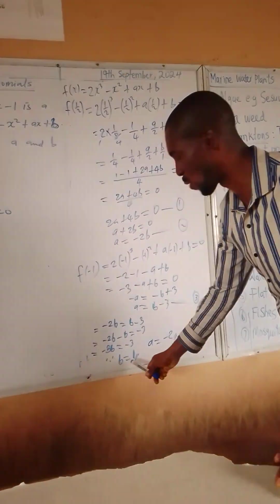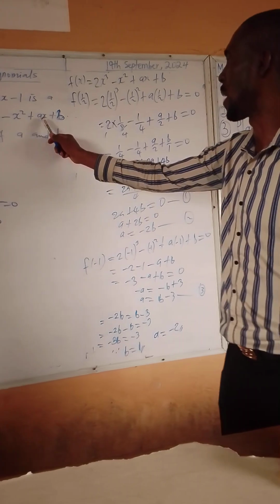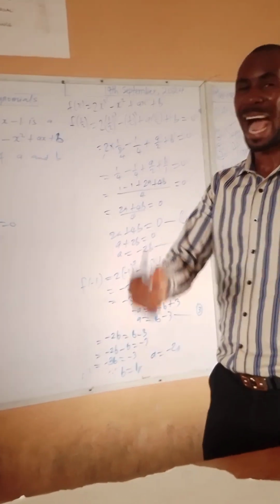The value of B is B equal to what? 1, and the value of A is what? Minus 2. So when you put them back here and solve this equation, you see what we are looking at is correct, right?